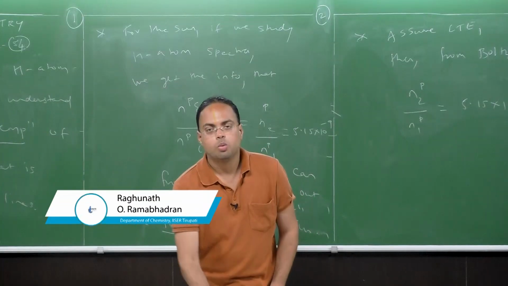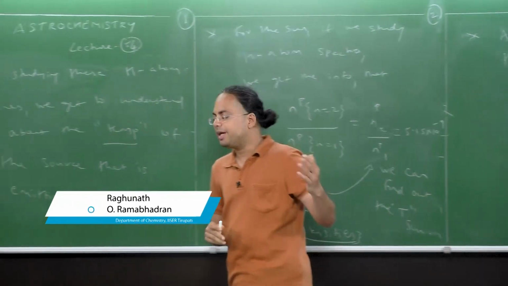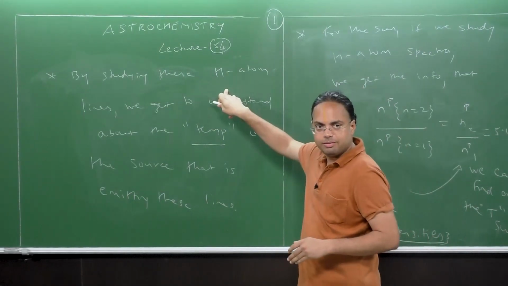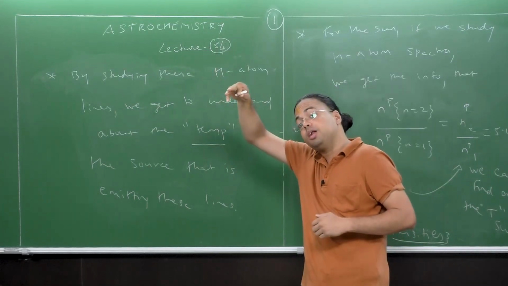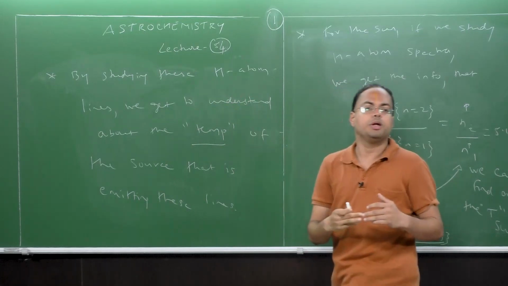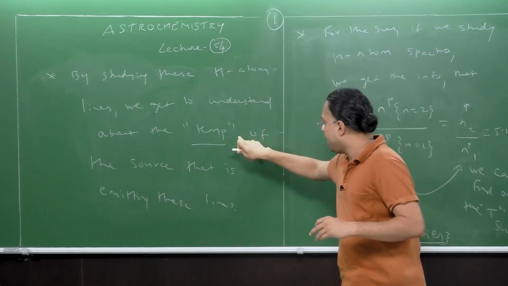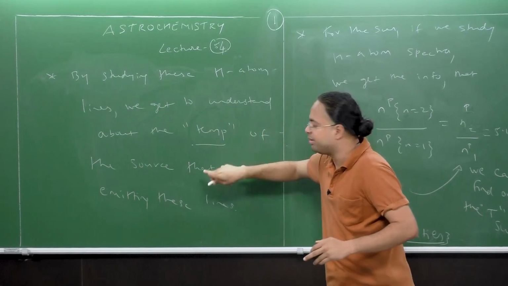Hello all, welcome to Astrochemistry. This is lecture number 54. Now in the previous lecture, I was telling you that by studying the hydrogen atom lines, that is the lines obtained from hydrogen atoms present in outer space, the spectral lines that we get via a combination of telescopes and spectrometers, we can understand and get to know a lot about the temperature of the source that is emitting the lines.